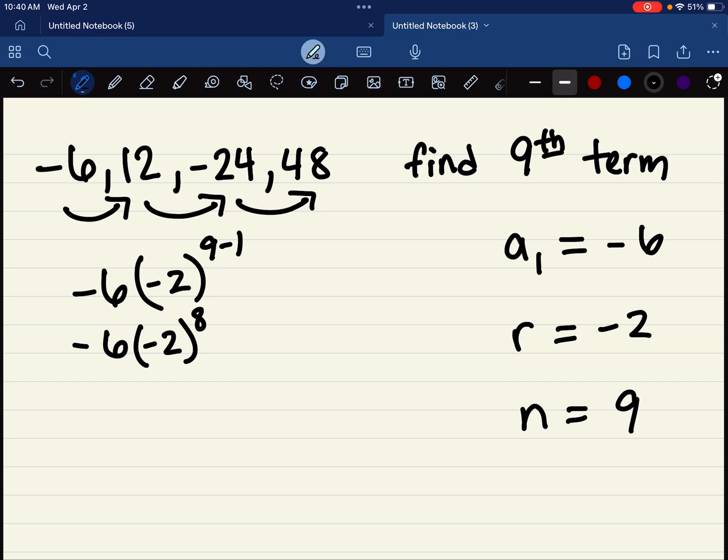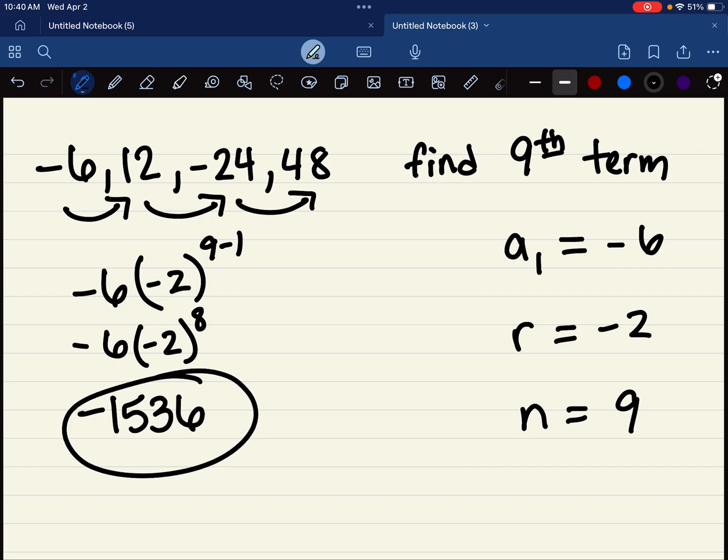What'd you get? -1536. Okay? First term times the common ratio to the term you're finding, power minus 1.